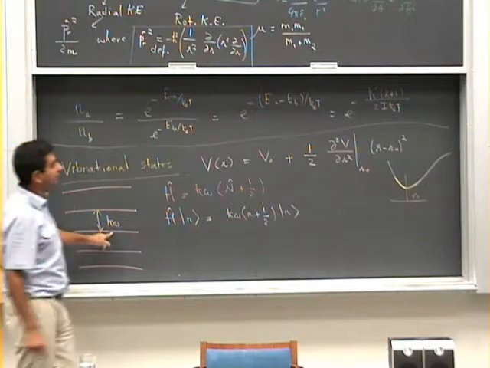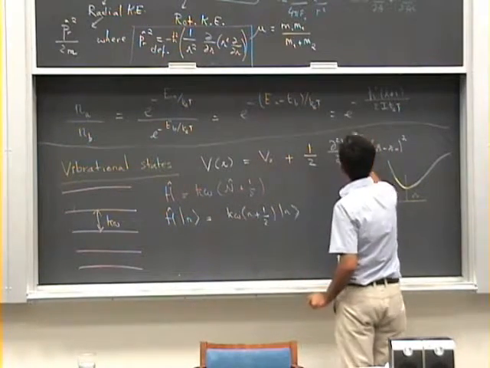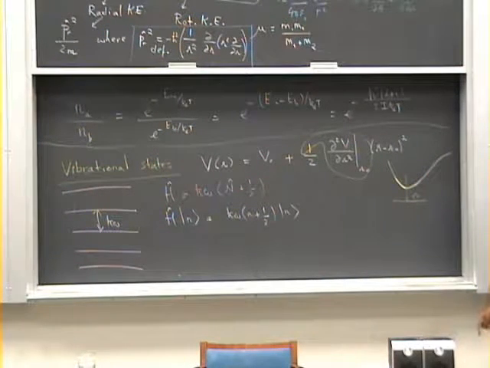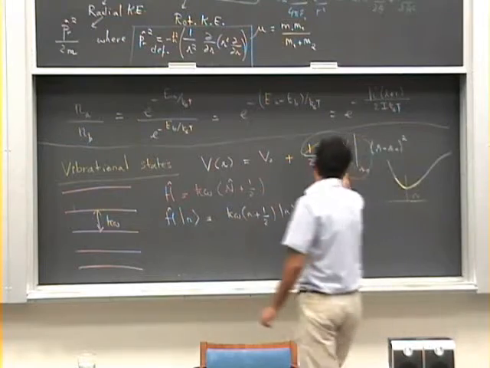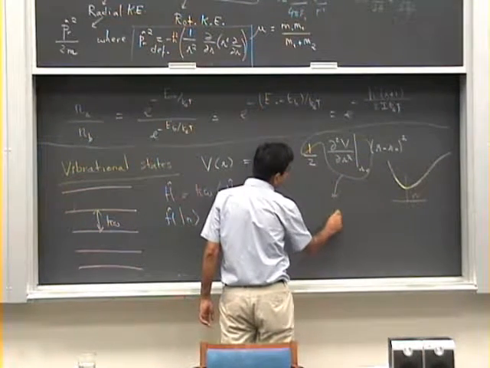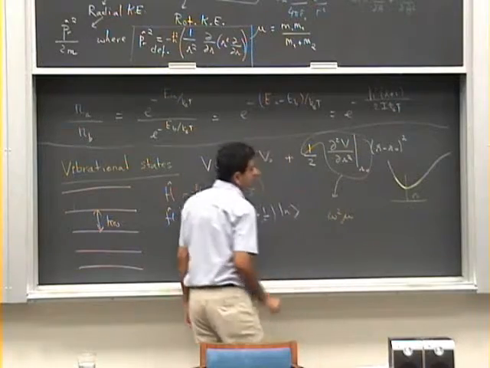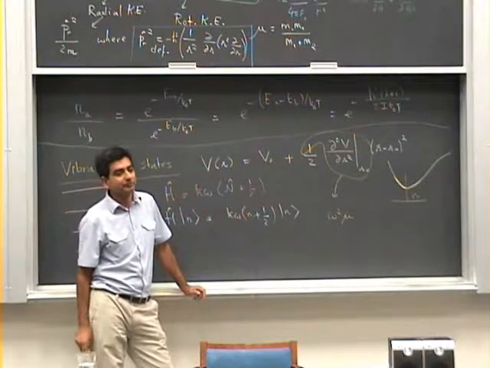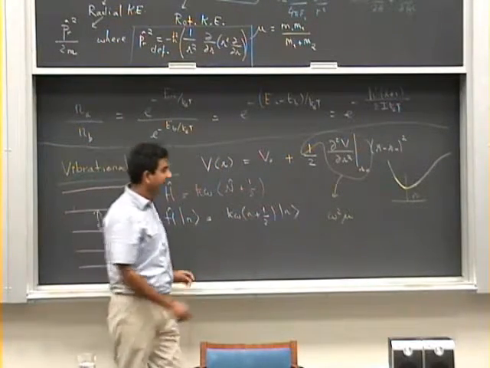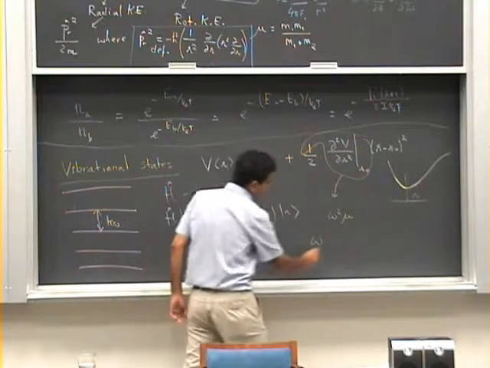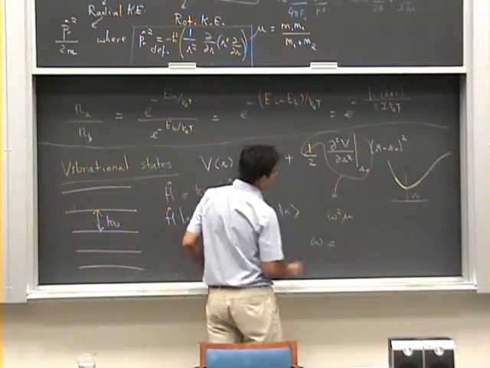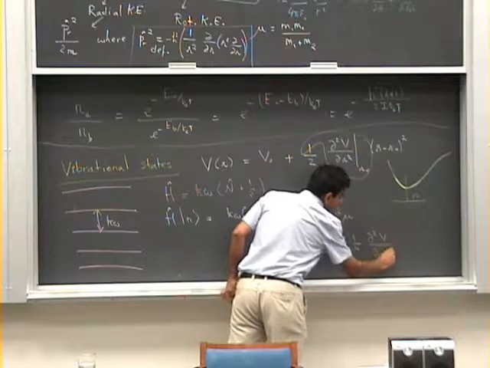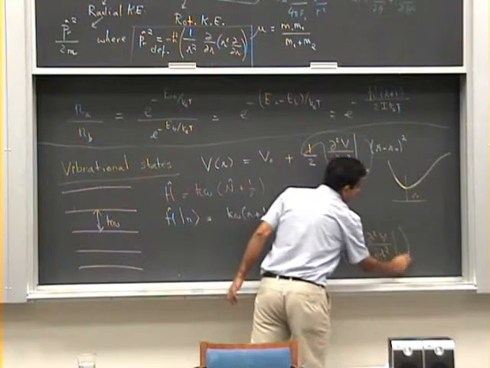Now how do we get this ω? The ω is hidden here. Half k, so this term k is ω² times the reduced mass μ. This term is ω²μ. Okay, this is our model for the harmonic oscillator. Hence, the ω for this system will be given by the square root of 1 over μ times the second derivative of the potential energy with respect to R at the equilibrium.